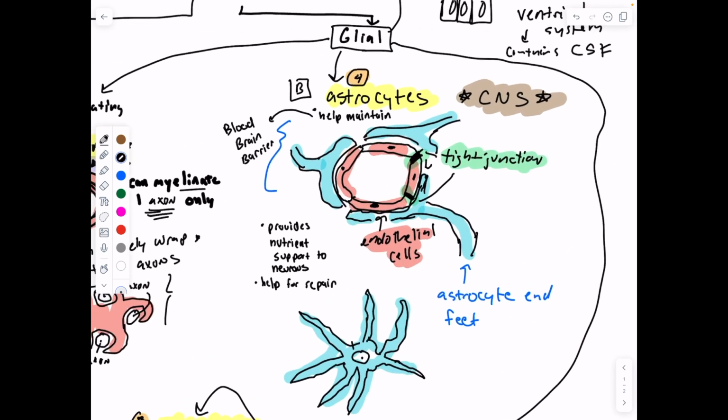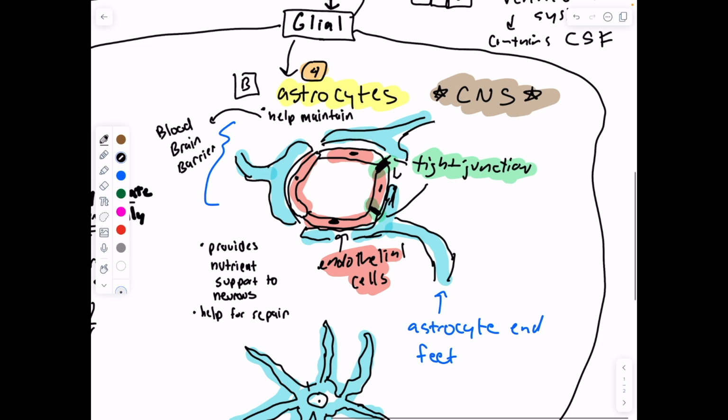All right, then we have our astrocytes. Our astrocytes are probably my favorite glial cell. Why? Because I think they're just really cool. They help maintain the neurons, meaning they provide nutrients and support to the neurons, and they help to repair the neurons. And then they're also involved in the maintenance of the blood-brain barrier. When I looked at this previously, I just remembered astrocytes, blood-brain barrier. And so in my head, I was like, oh, okay, I guess they're making the blood-brain barrier. They aren't making the blood-brain barrier.